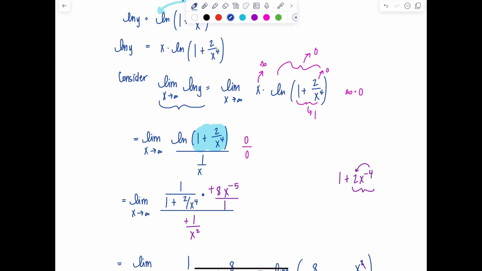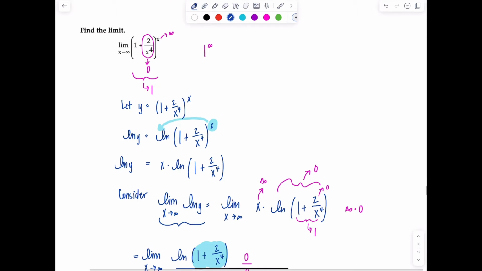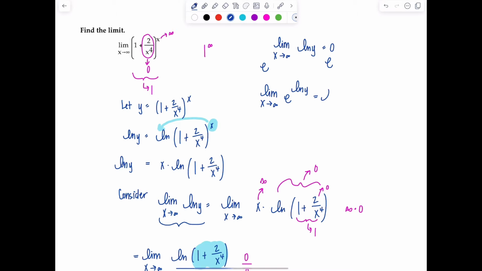So what does that mean for our original problem? Well, if the limit as x goes to infinity of the natural log of y is 0, I have to take e and raise it to both sides, because I can pass that limit through. So this is the same as writing the limit as x goes to infinity of e to the natural log of y, and that would just give me back my original limit, right? And then that equals, on the right side, e to the 0, which is 1. So the final answer to this limit is e to the 0, which is 1.